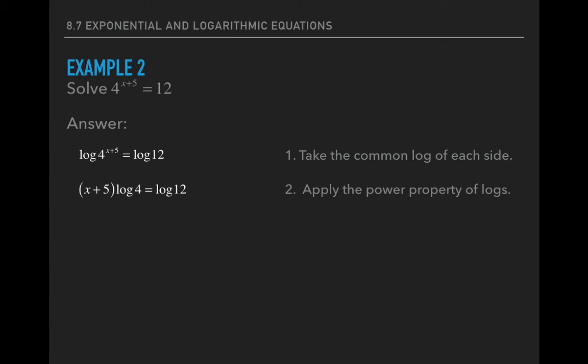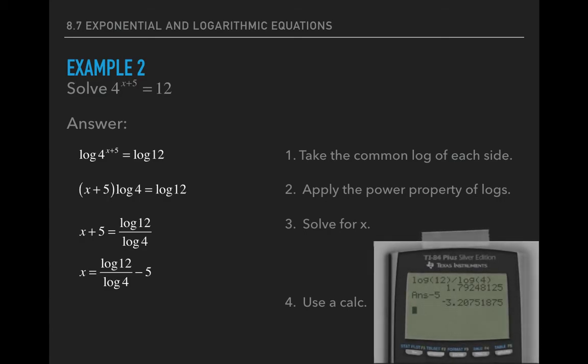Okay, so now it's not in the exponent. This is very nice. We can solve for x now by dividing each side by log of 4. And then you would just subtract 5, and that's how you'd get x isolated. I would use my calculator here, and first I would divide log 12 by log 4, and then I would take that answer and subtract 5 from it. So it is approximately negative 3.2075, and that is your answer to the nearest 10,000th.